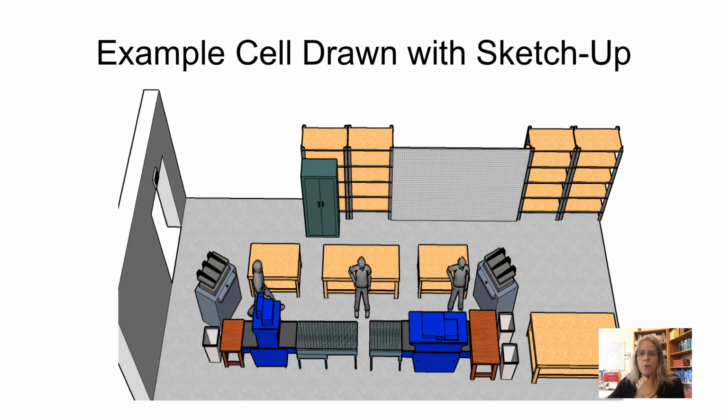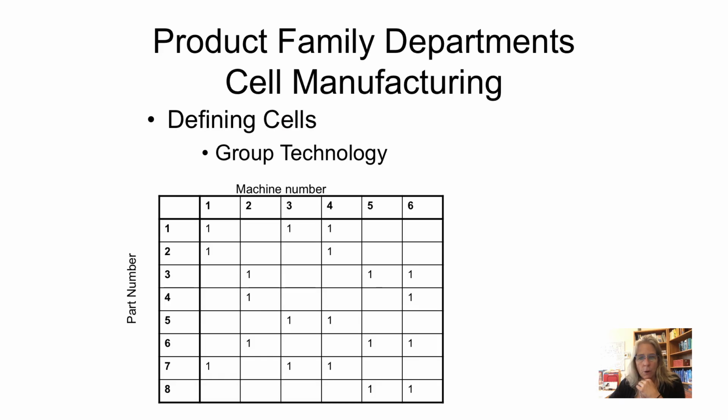They're sort of in a small area working with a variety of machines. Now we're going to go through a process that's called group technology or direct clustering algorithm to go through the process of grouping machines together to process a family of parts.